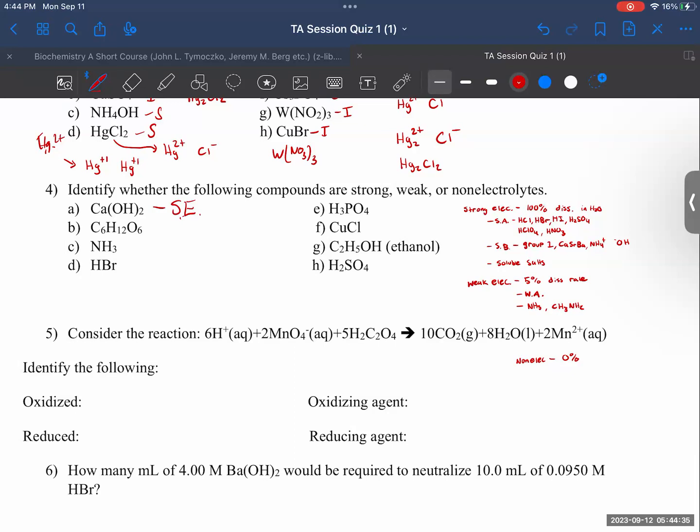Now we have something that, if you bio majors don't know what this is, then switch majors right now. Glucose, yeah. I'm just kidding, guys. That was just a joke.